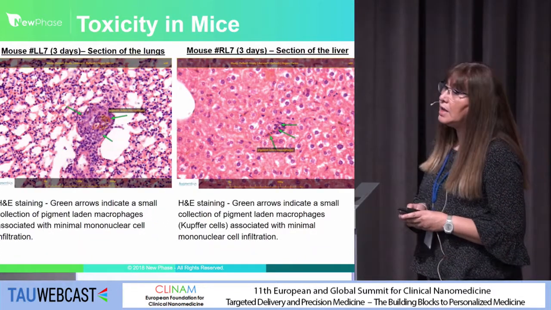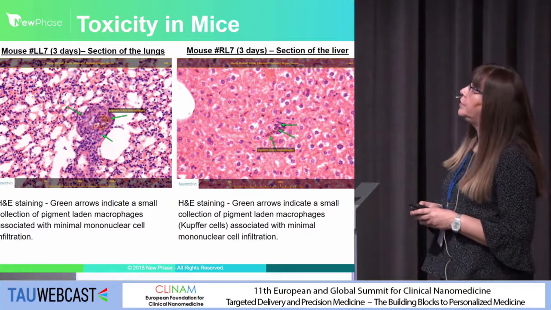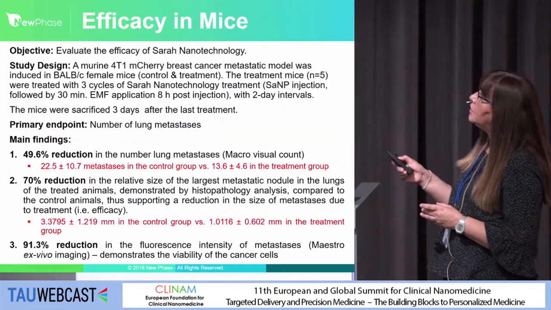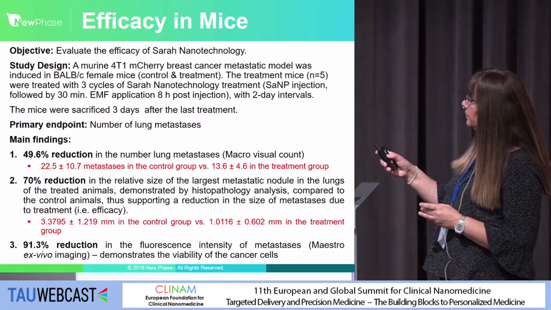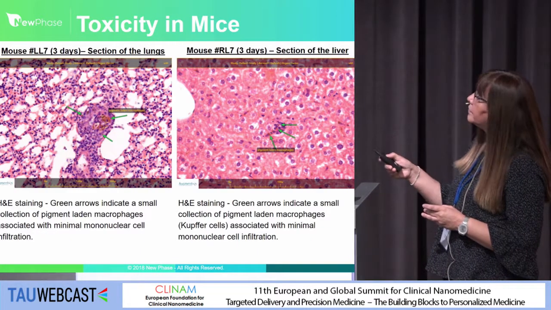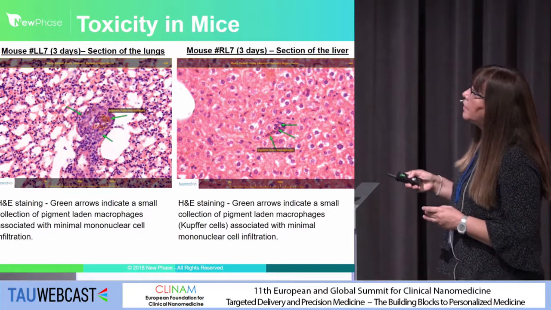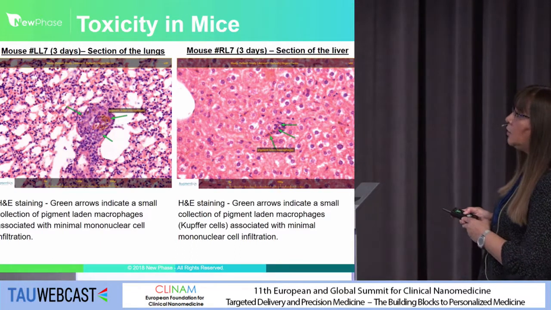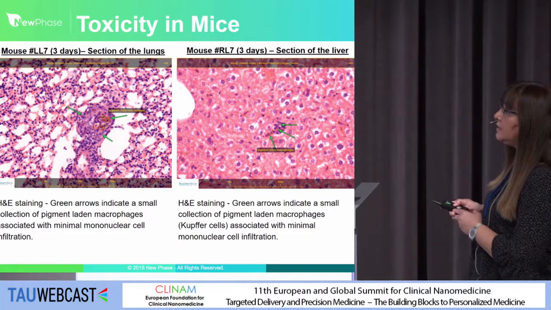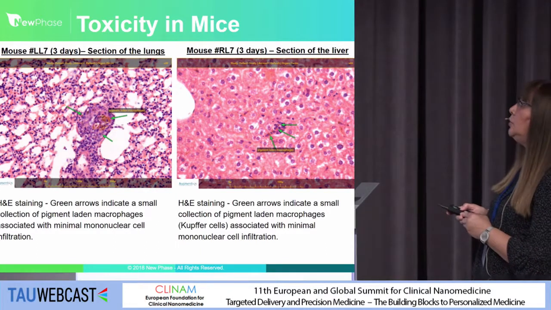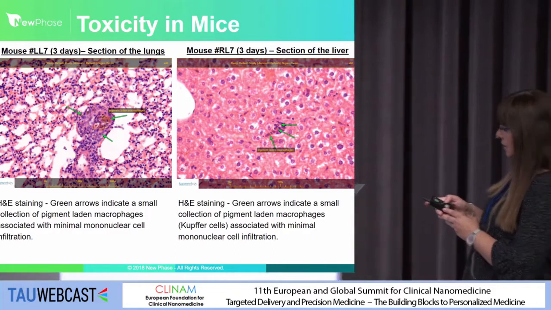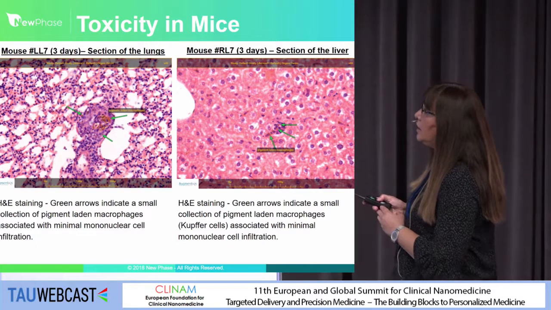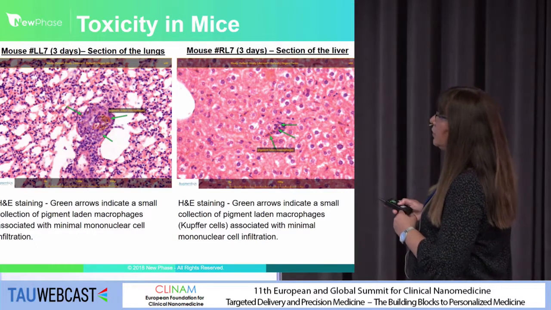And here you can see some representative photos of H&E stainings in the lungs and in the liver. And you can see here the green arrows indicate small collection of pigment-laden macrophages in the lungs that were associated with minimal mononuclear cell infiltration. Same situation in the liver. These are Kupffer cells, only minimal changes in the macrophages.